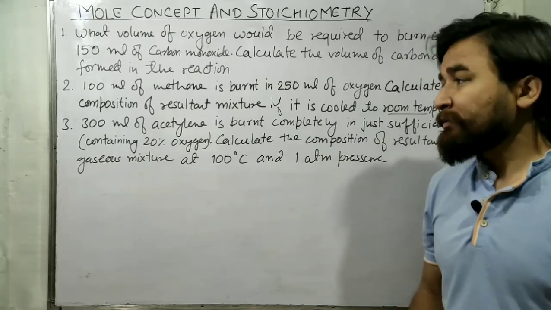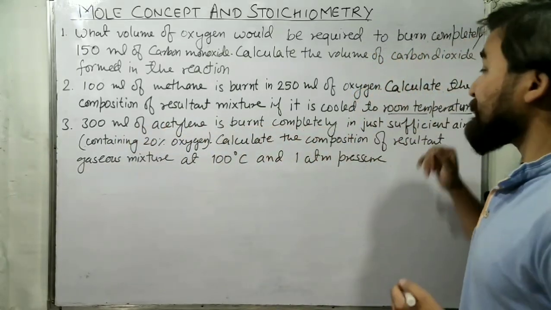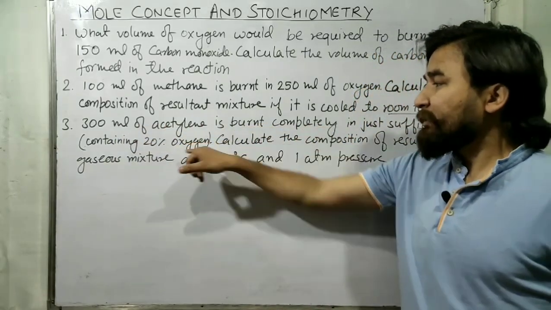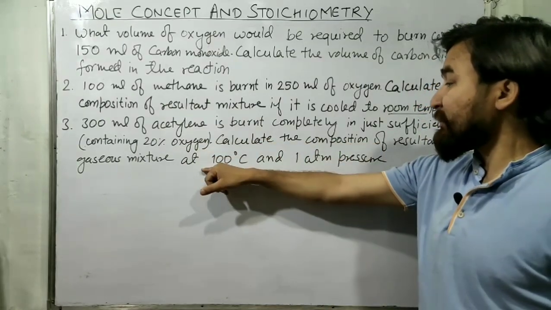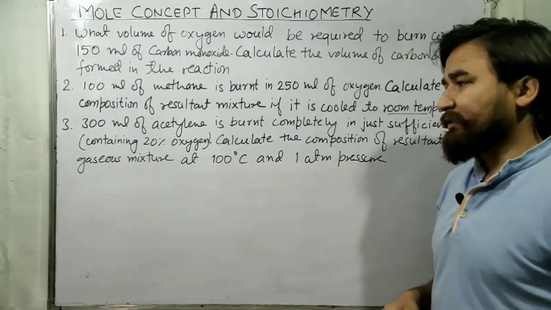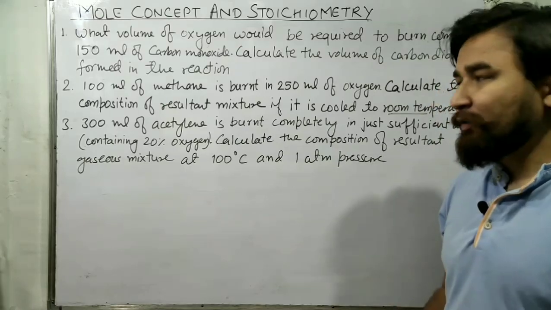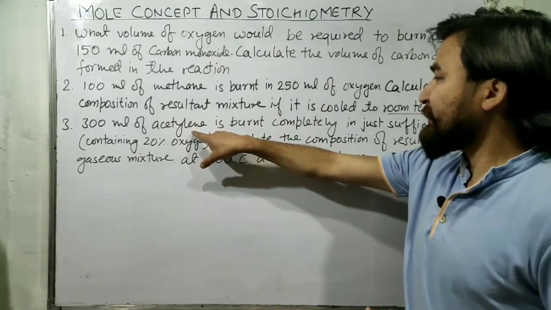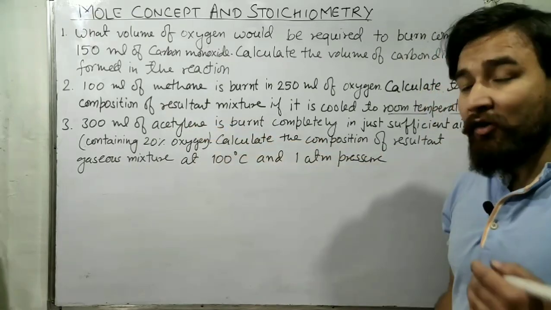The next question is, 300 ml of acetylene is burned completely in just sufficient air containing 20% of oxygen. Calculate the composition of the resultant gaseous mixture at 100 degrees Celsius and 1 atm pressure. So what do you have to do first? We have to write down the chemical equation, and the reaction takes place between acetylene and oxygen.